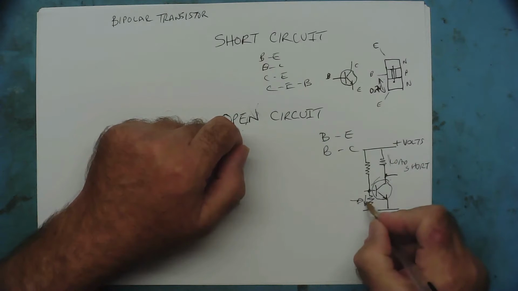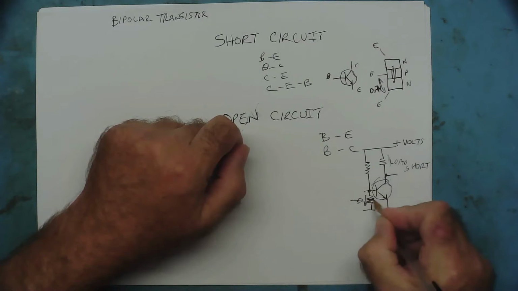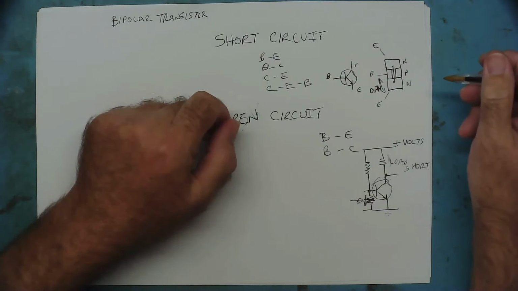So what it's going to do is it's going to burn out this resistor. That resistor is now burnt out. It may be visible, it may not be visible.